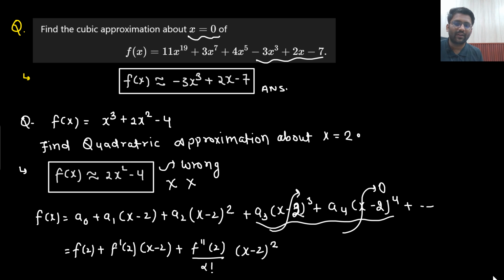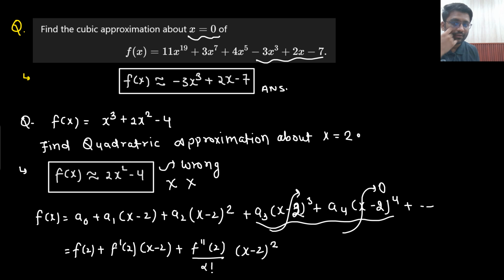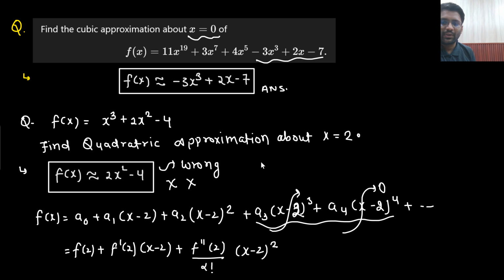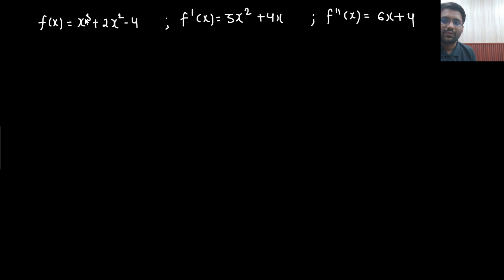So can I find out the value of f(2)? Yes, sir. f(x) I will write down, that is x cube plus 2x square minus 4. What will be f'(x)? That will be 3x square plus 4x. And what will be f''(x)? That will be nothing but 6x plus 4. So x cube plus 2x square minus 4, 3x square plus 4x, and here it will be 6x plus 4.